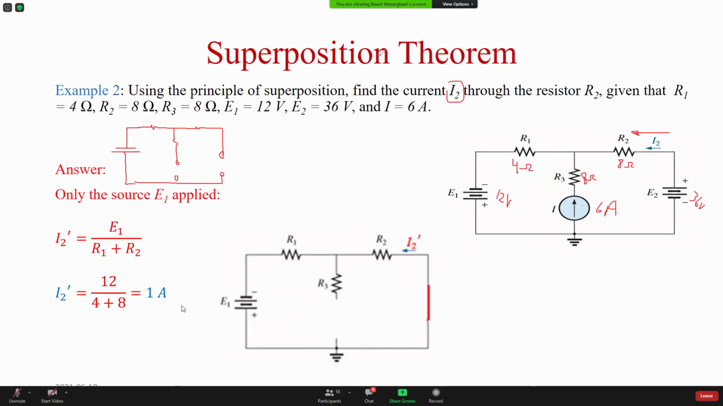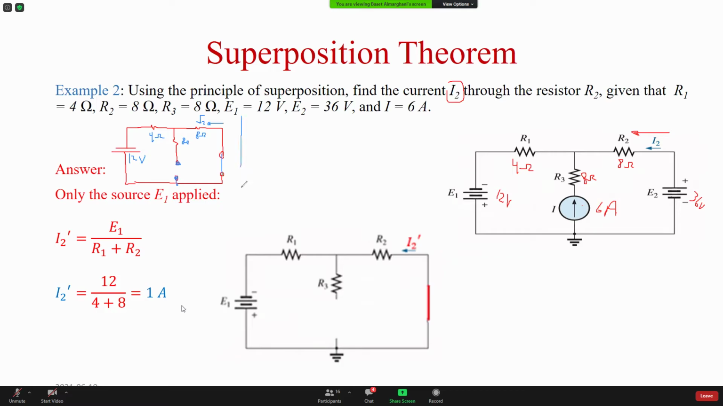Now when I remove them, this is a voltage source, so I'm going to put a short circuit. This is a current source, so I'm going to keep it as an open circuit. This is 4 ohm, 8 ohm, 8 ohm. The current I want to find this way, I2. The voltage here is 12 volts. So this is the first circuit, only source 1.